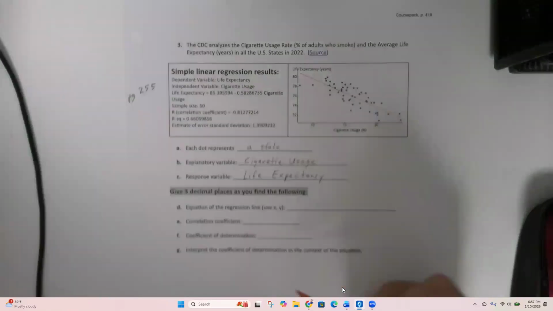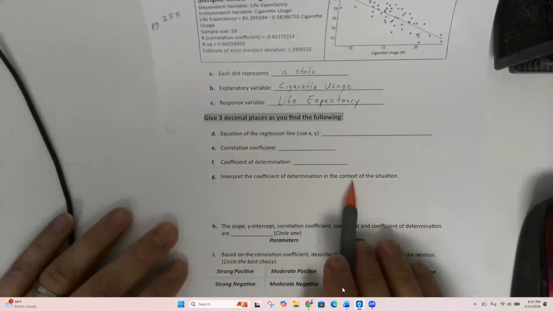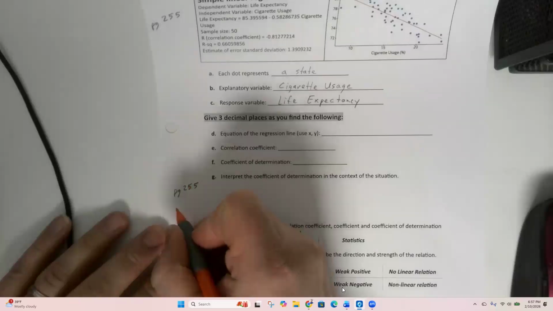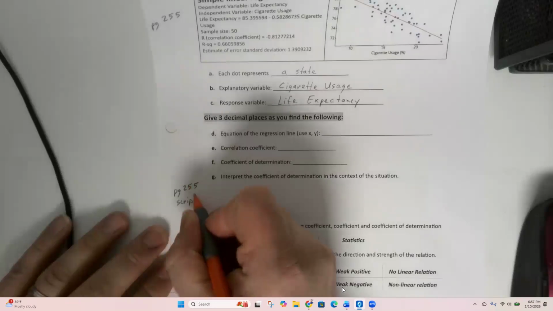I'll skip through that. Interpret the coefficient of determination in the context of the situation. This is on page 255. There's a script for this at the bottom.